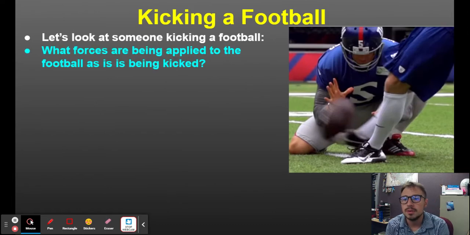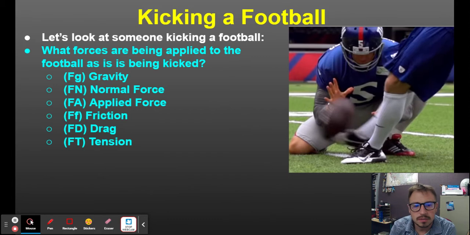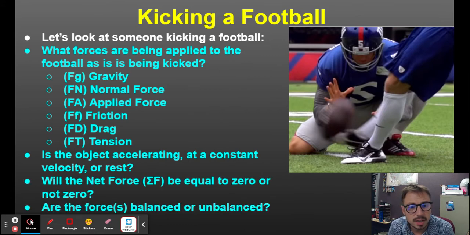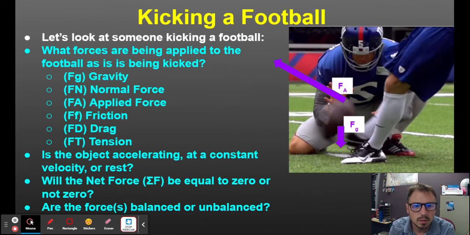All right, so kicking a football. What forces are being applied to this football as it's being kicked? Well, I know gravity's pulling down. And I know that there's going to be an applied force acting on this football. So is the object accelerating, at a constant velocity, or at rest? Let's look at everything that we know. We know that gravity is pulling on it, and we know that there's going to be a large applied force. There might be some small drag, maybe some air resistance, but overall, these are the two main forces acting on it. And this would be the net force acting on that.